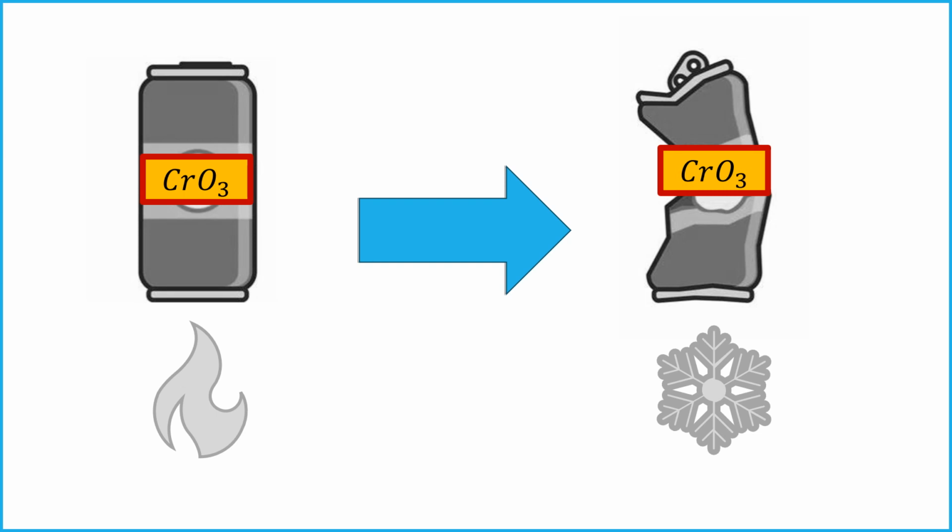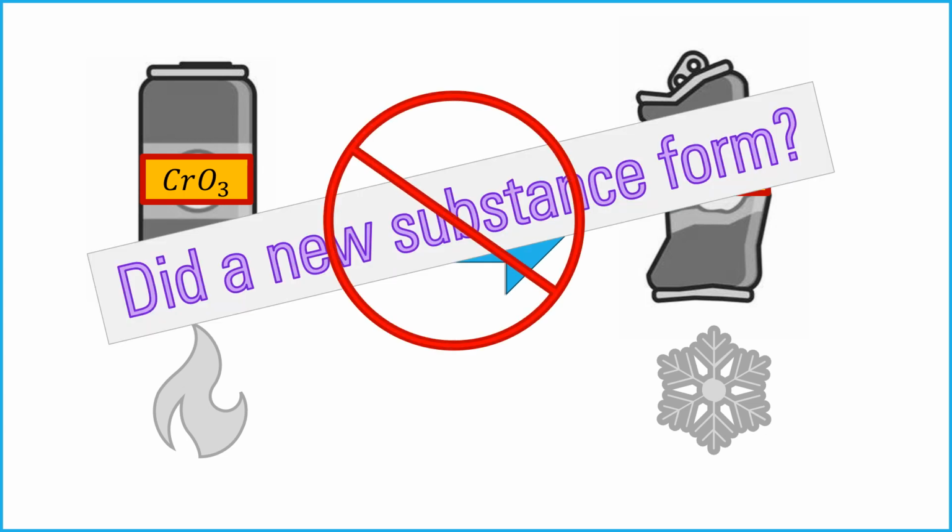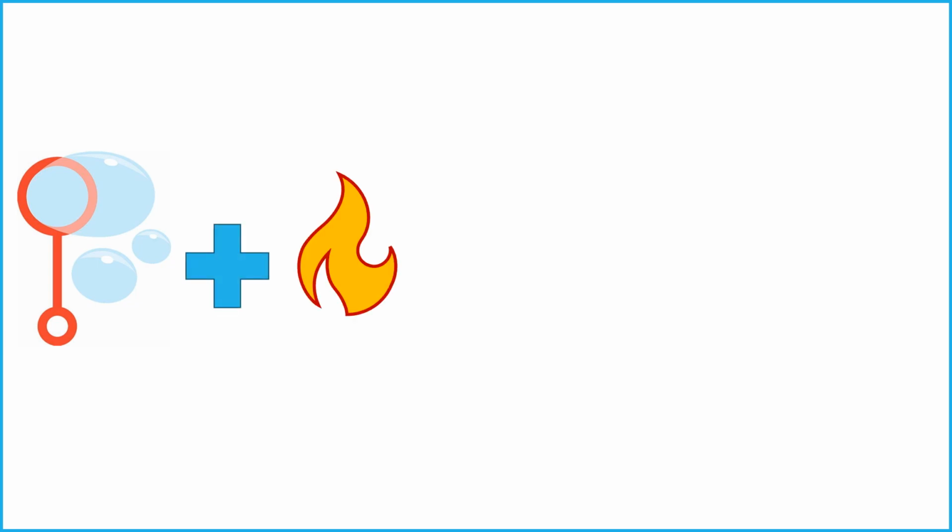So was this a chemical change? Let's check. Did a new substance form? No. We started with chromate and we ended with chromate. Okay, but what about the fire bubbles? First, we mixed soap, water, and propane gas to get our bubble mixture, and then added flame, which is very hot oxygen. When we mixed them together, the bubbles caught fire and turned into gas.